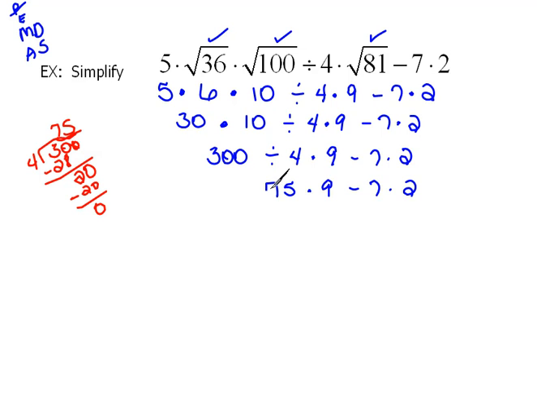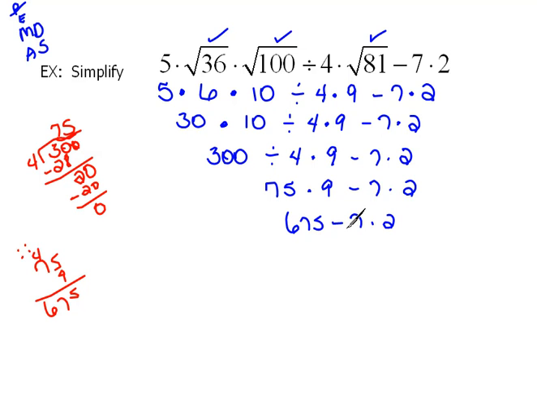And now we need to do the multiplication. 75 times 9, which would be, let's see, 5 times 9 is 45. 7 times 9 is 63. 64, 65, 66, 67. So this would be 675, minus 7 times 2.